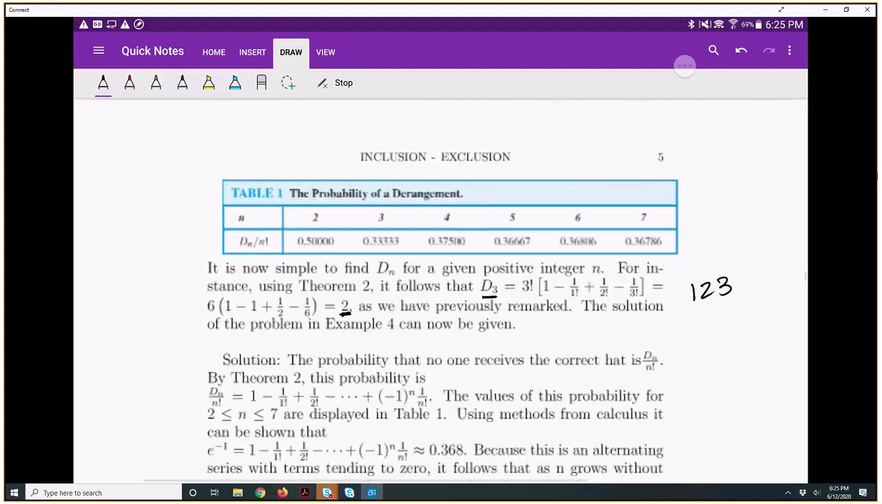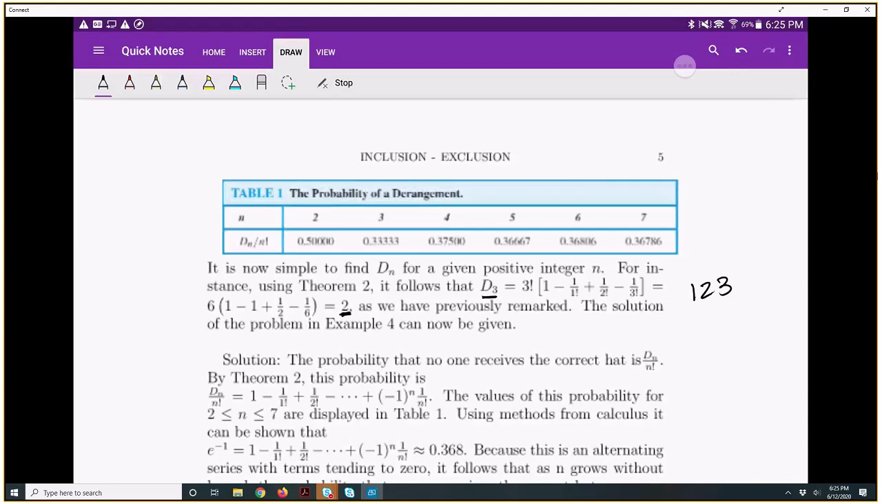So this table shows the probability for different values of n. If there were two people who turned in their hats, and now the hat check person has to give them back, there's a 50% chance that you're going to get the wrong hat. That seems pretty straightforward, right? If there were 3 people, then there's a 1/3 chance that no one is going to get the right hat. If there were 4 people, then the probability is 0.375, which is 3 out of 8, and so on and so forth.